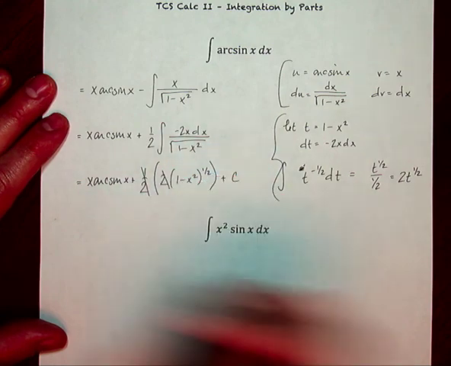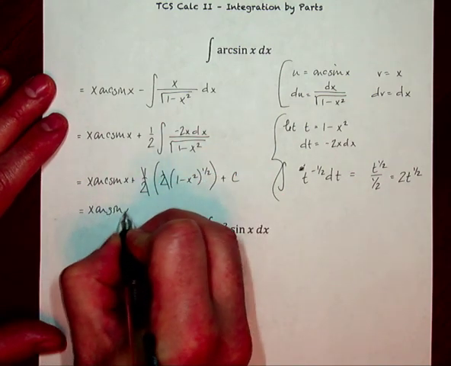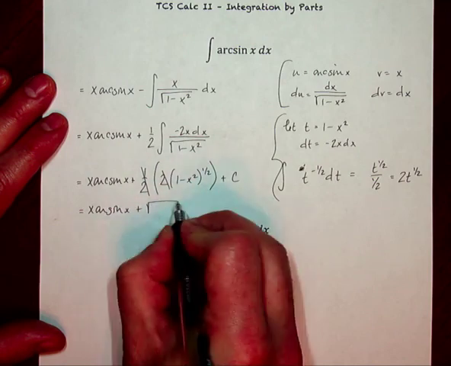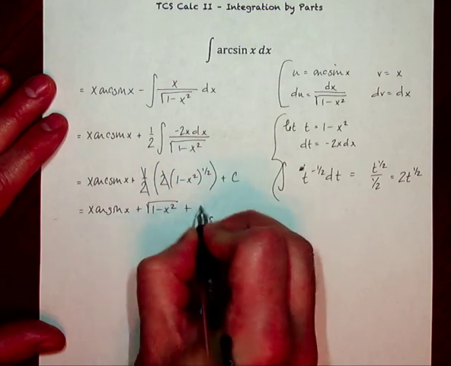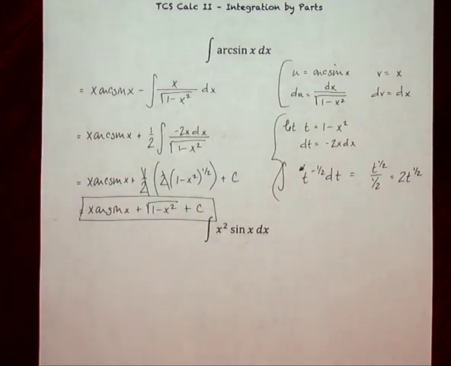Those cancel out, and I'm left with x arc sine x plus the square root of 1 minus x squared plus c. Ta-da! Alrighty.